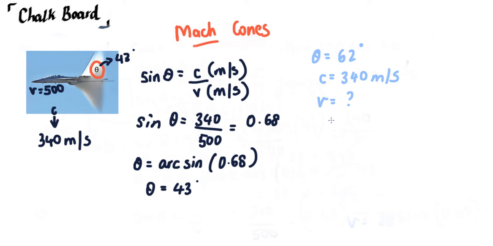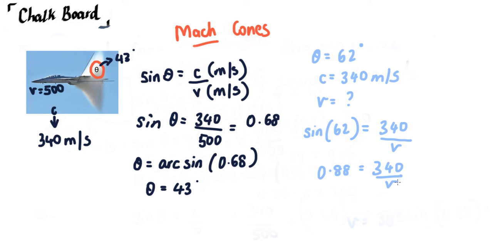Once again, going off the equation we have here, we could just rearrange this equation to sine theta, where theta is 62, and we have our speed of sound, which is 340. We divide that by velocity, which is what we need to find out. A quick calculation on the calculator gives us 0.88.